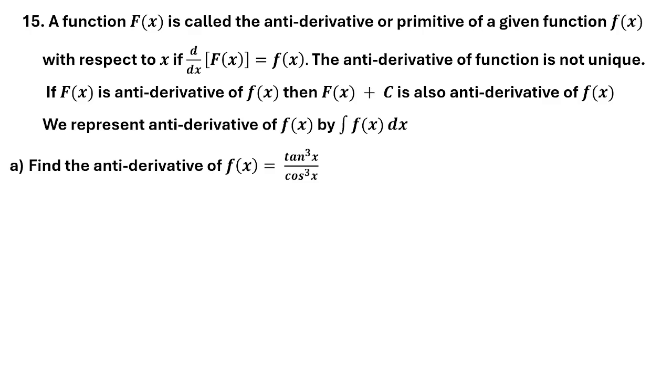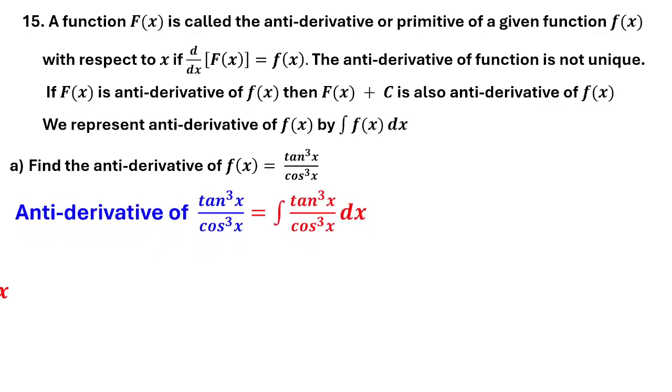Let us go to the case study question. In the case study question, they have explained what you mean by antiderivative and what are primitives, and they asked you to find the antiderivative of this function. What is the meaning of antiderivative? It is the integral only. I have to integrate sin cube x by cos cube x by cos cube x.